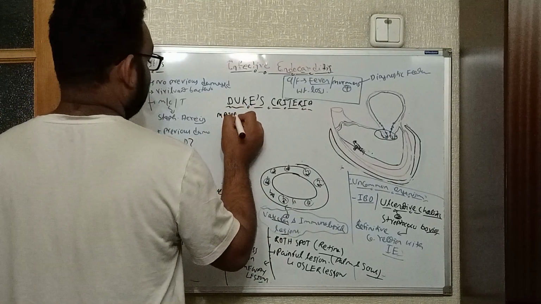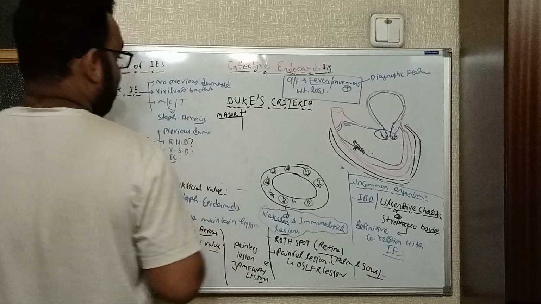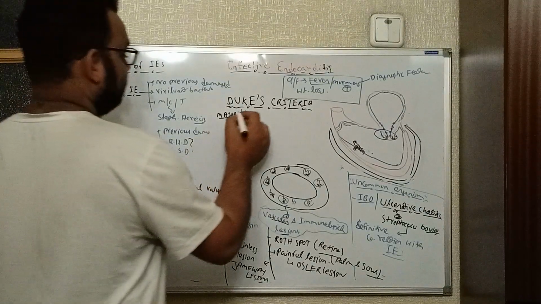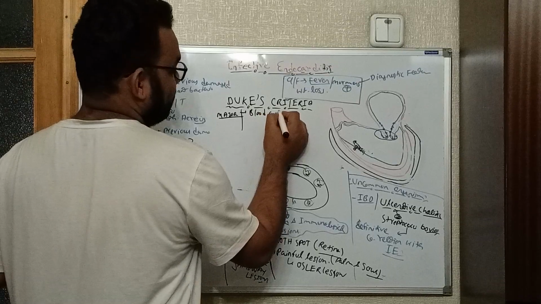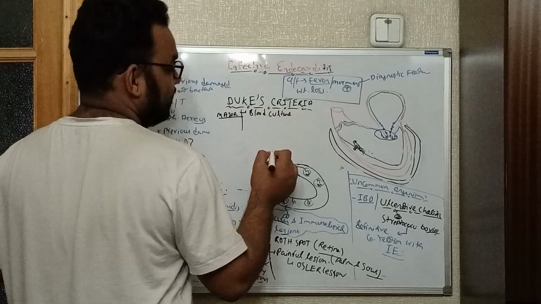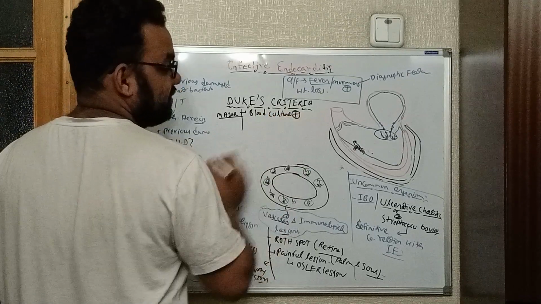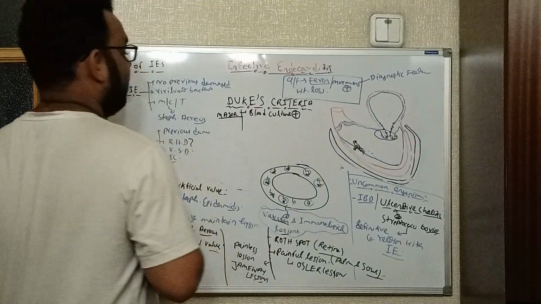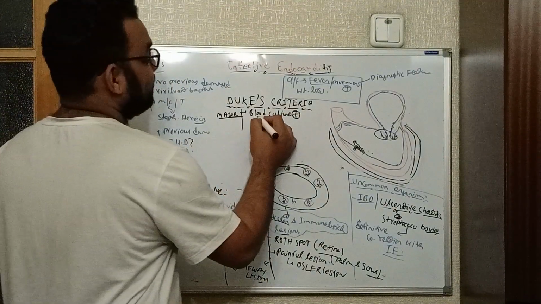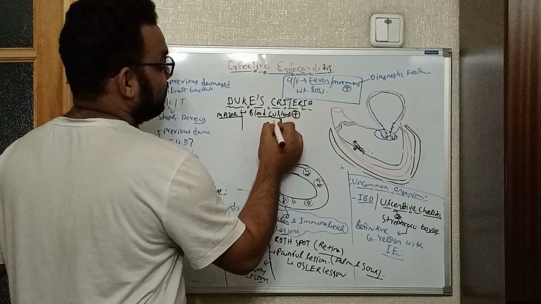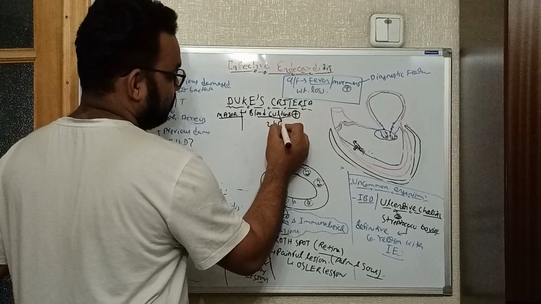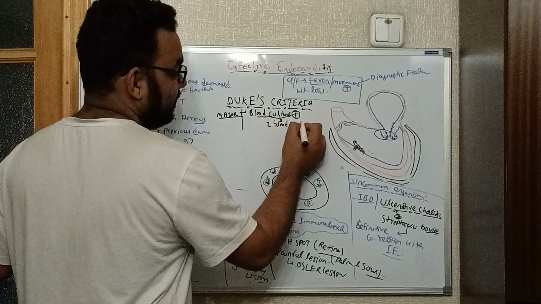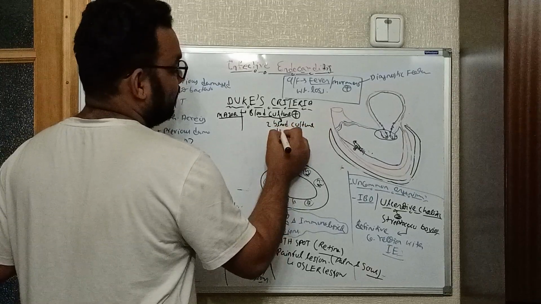If we talk about the major criteria, the first thing we have to do is the blood culture, just to make sure what type of organisms are there. The blood culture must be positive as far as the Duke's criteria is concerned. This blood culture should be done a minimum of 2 times, 12 hours apart.